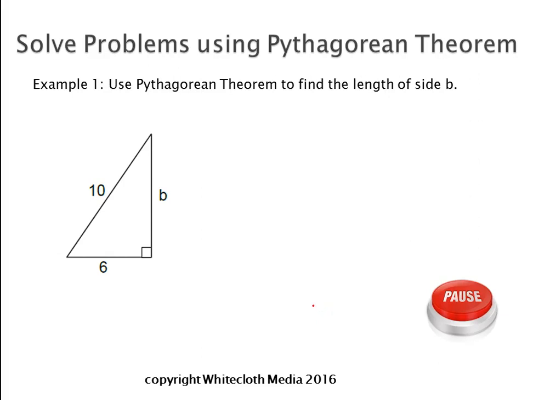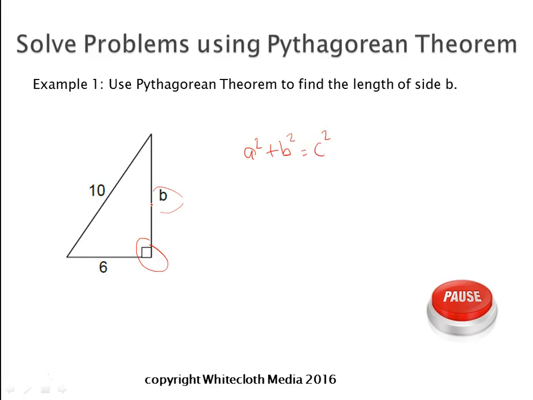All right, so let's jump right into it. I'll let you start off. I have a right triangle here with sides 6, 10, and this side b. Use the Pythagorean theorem to figure out the length of side b. Okay, once again, there's no mystery here. They tell us it's a right triangle, so all I have to do is look at a squared plus b squared is c squared.